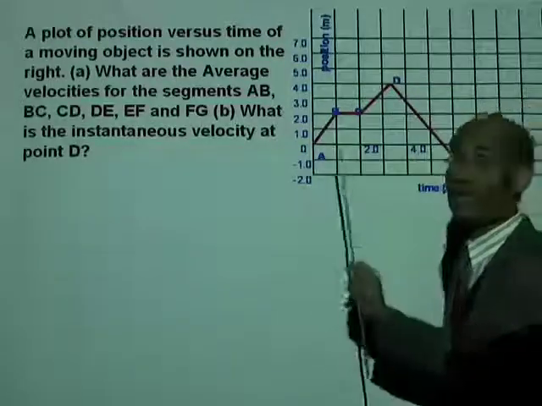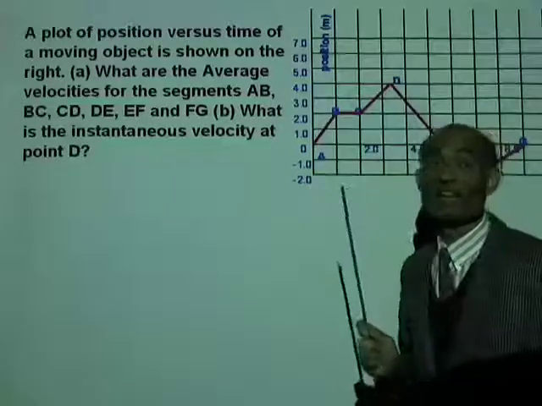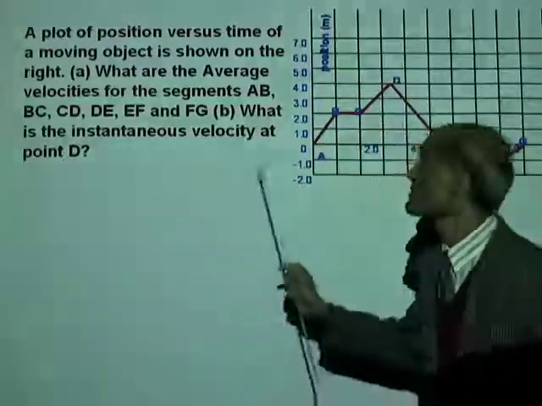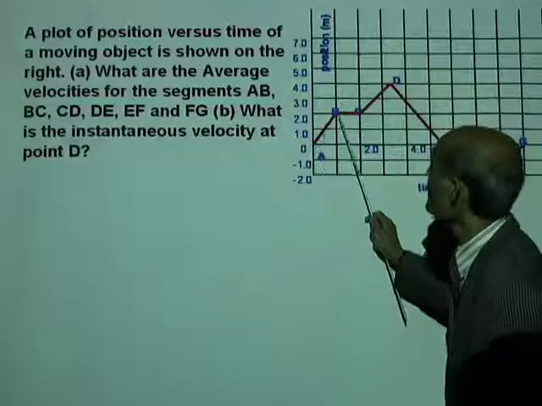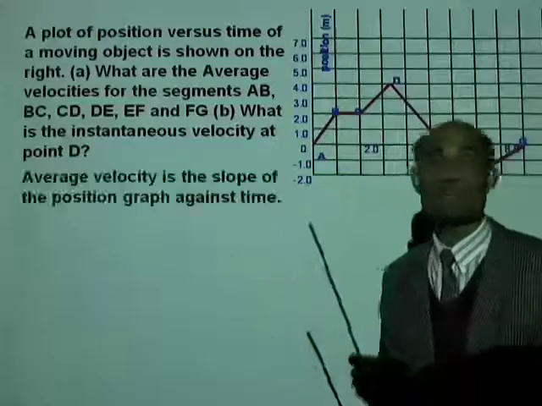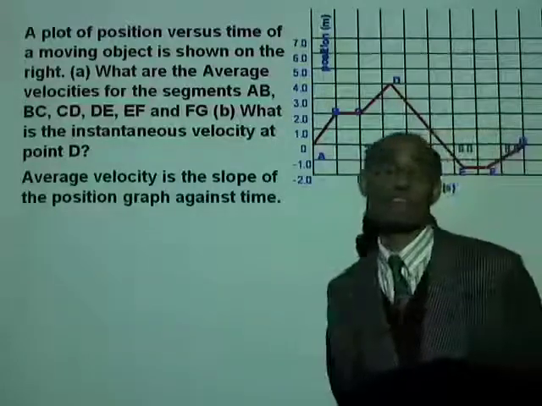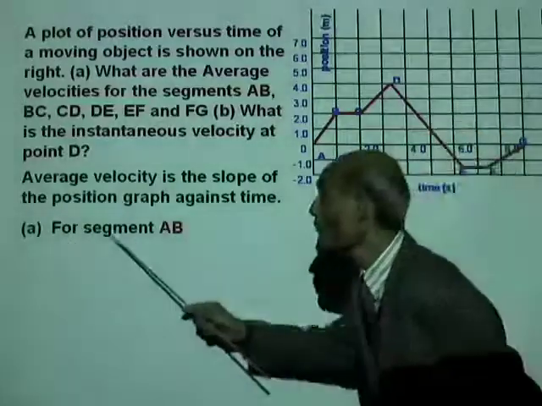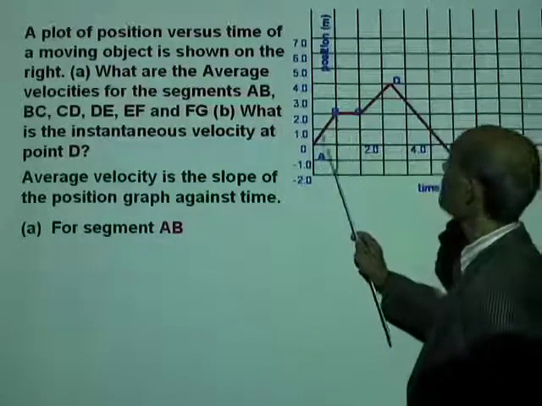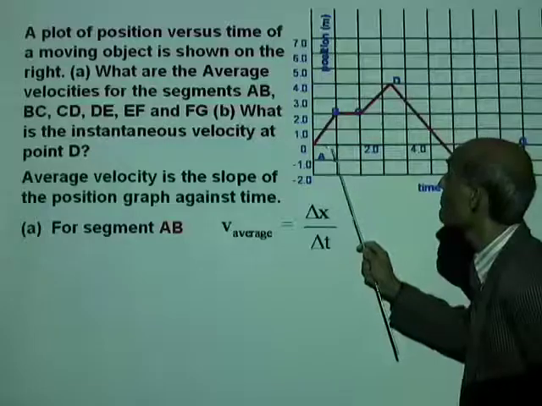Well, you know that if the position against time is a straight line, the average velocity will be the slope of that graph. So the average velocity for the segment AB is the slope of the line AB. Average velocity is the slope of the position graph against time. And therefore, for segment AB, what is the slope? Can you tell me what is the slope of this line AB? AB will be delta x divided by delta t.